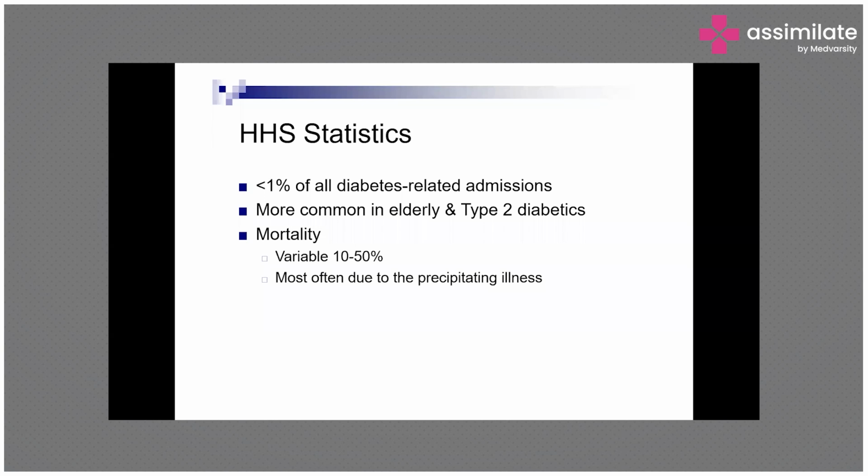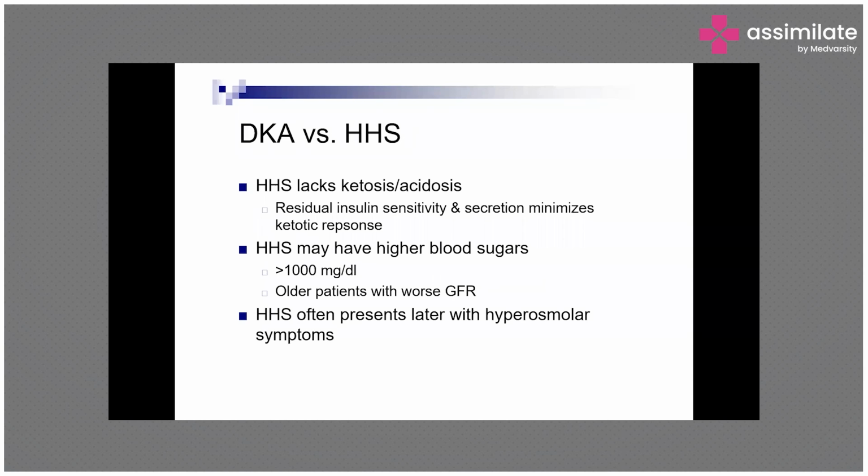The only difference is that DKA is more common with more insulin deficiency and in the younger population, whereas HHS is more common in the elderly population. And the precipitating factors are very high. The incidence of HONK is less compared to DKA.